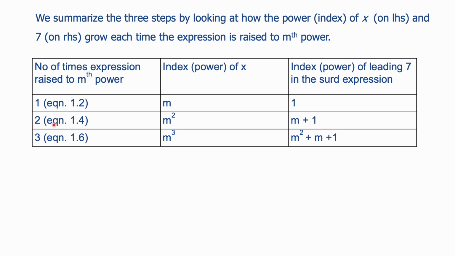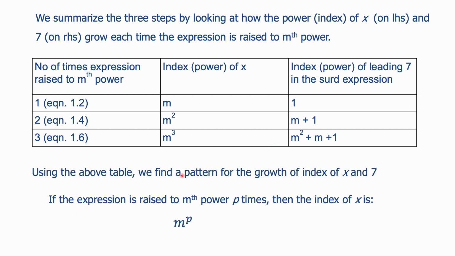In equation 1.4, the expression was raised to the mth power twice. Thus, the index of x was m square and that of the leading 7 was m plus 1. In equation 1.6, the expression was raised to the mth power thrice. Thus, the index of x was m cube and that of the leading 7 was m square plus m plus 1.